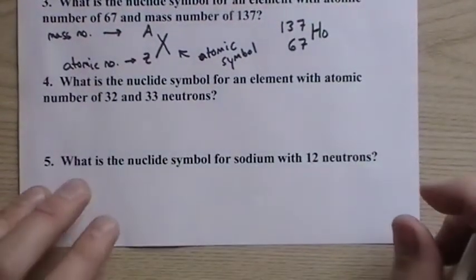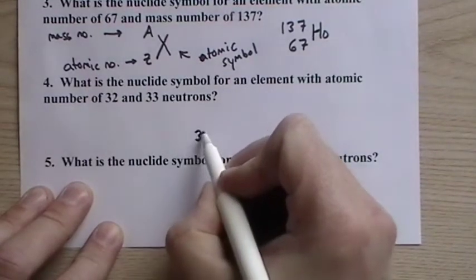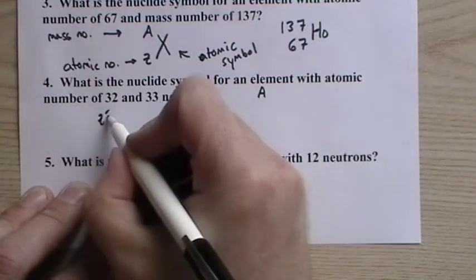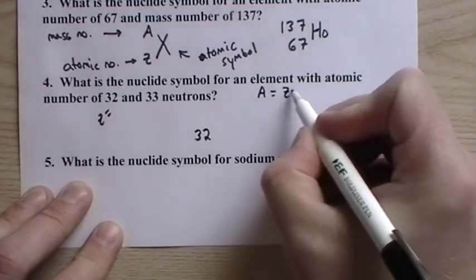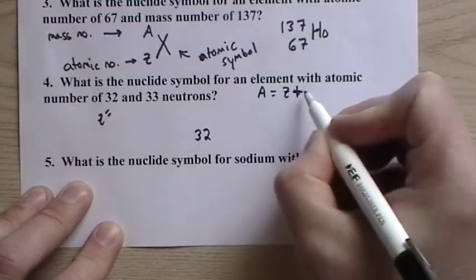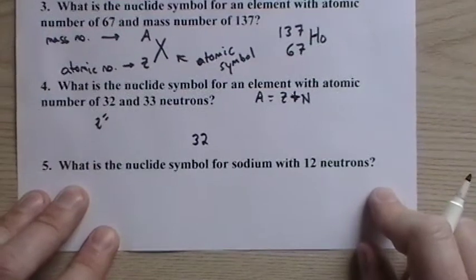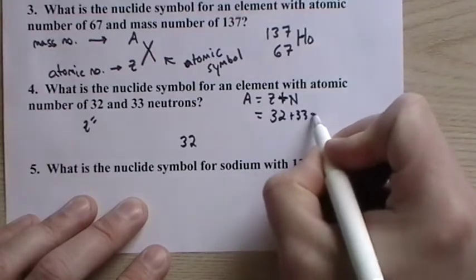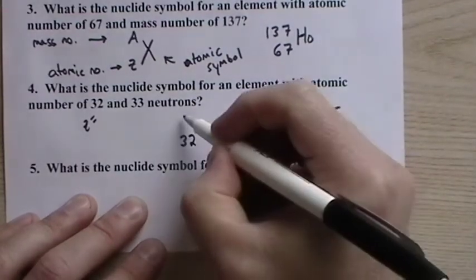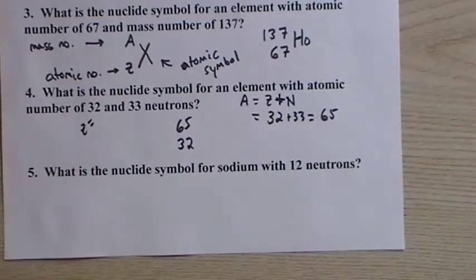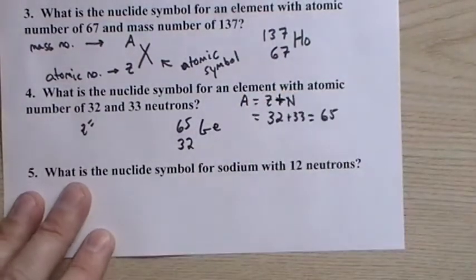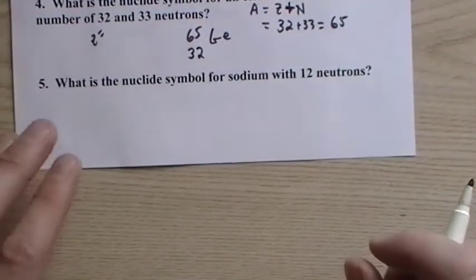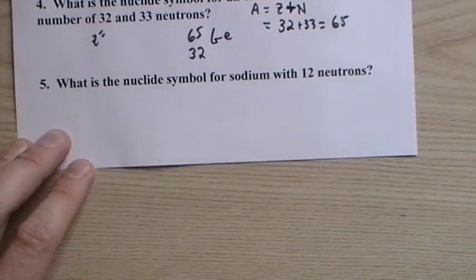What is the nuclide symbol for an element with atomic number 32 and 33 neutrons? Now A, so this is Z, 32. A is going to be equal to Z plus N. Capital N is often used to represent the number of neutrons in this context. So we have 32 plus 33, so this is 65. And so that goes here, and then 32 is germanium. Okay. And you can see these are just different ways of asking the same kinds of questions, just trying to find the nuclide symbol, but we can do it in a number of ways.